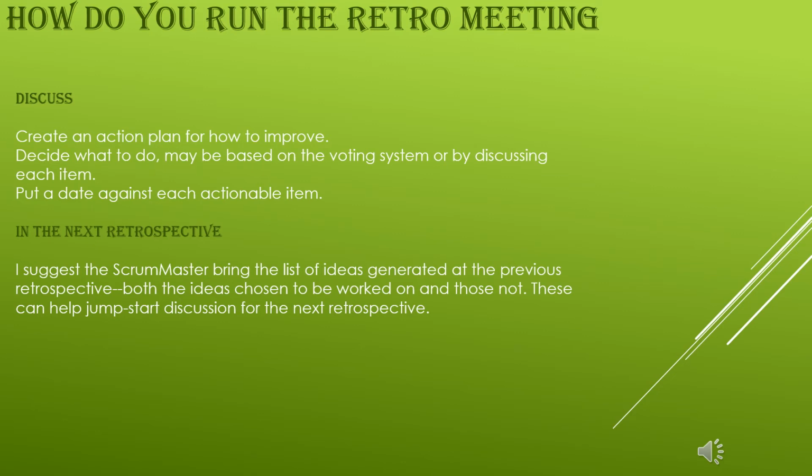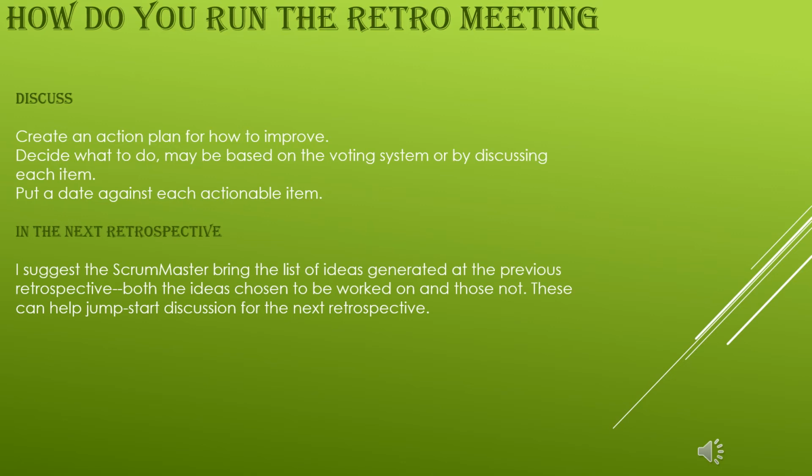So once the voting process is done, discuss a lot in this retro meeting. It's really important. Create an action plan for how to improve. Decide what to do, maybe based on the voting system or just by discussing each line item. Put a date against each actionable item.